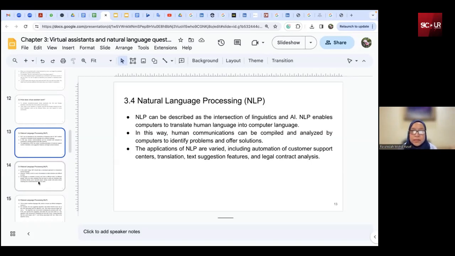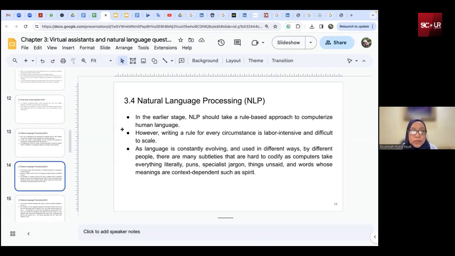Banyaklah kita cerita pasal NLP ni kan. NLP. So in the earlier stage, NLP took a rule-based approach to computerize human language. However, writing a rule for every circumstance is labor intensive and difficult to scale. As language is constantly evolving and used in different ways by different people, there are many subtleties that are hard to codify by computers.